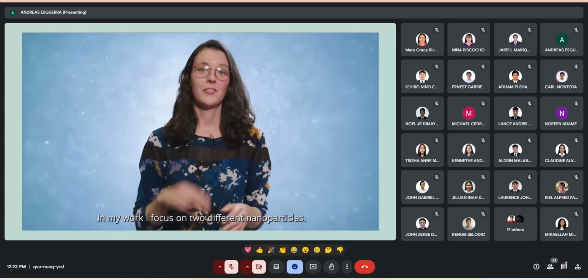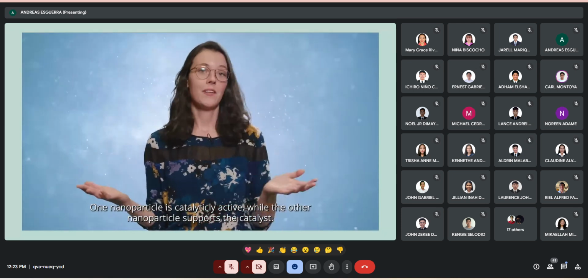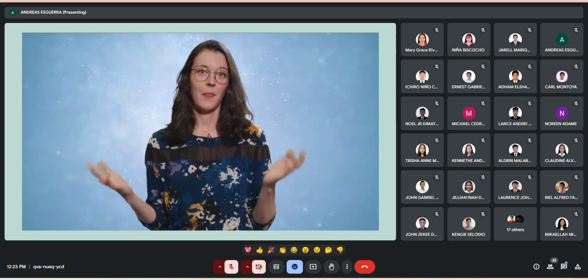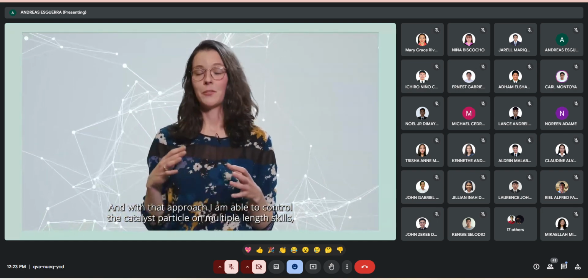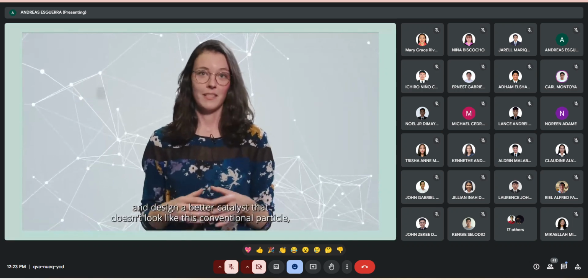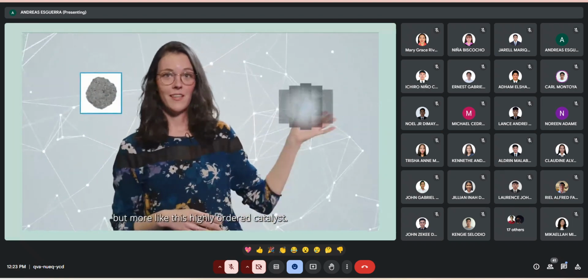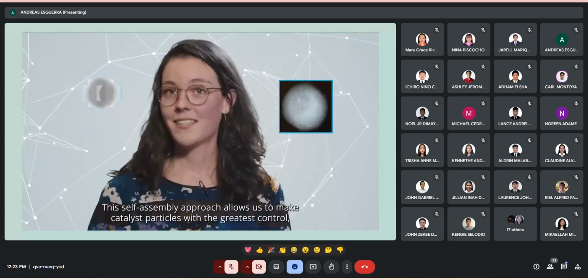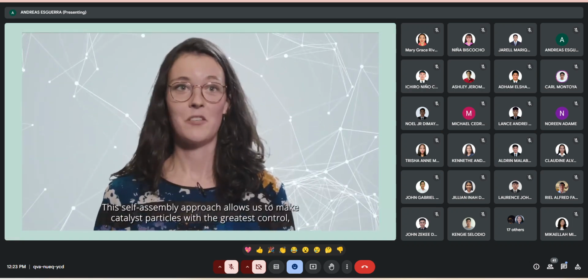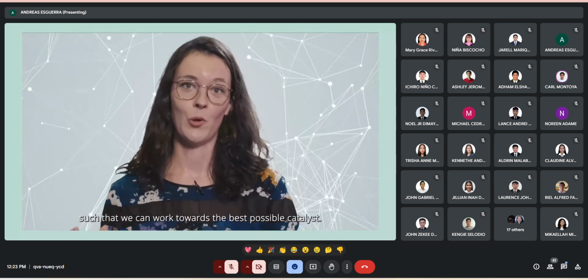In my work, I focus on 2 different nanoparticles. One nanoparticle is catalytically active, while the other nanoparticle supports the catalyst. And with that approach, I am able to control the catalyst particle on multiple length scales and design a better catalyst that does not look like this conventional particle, but more like this highly ordered catalyst. This self-assembly approach allows us to make the catalyst particle with the greatest control, such that we can work towards the best possible catalyst.